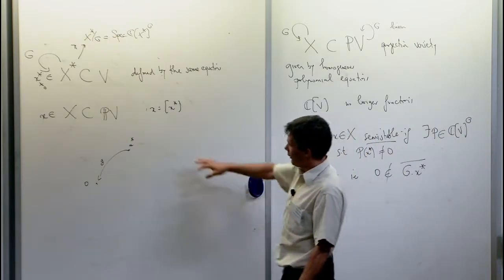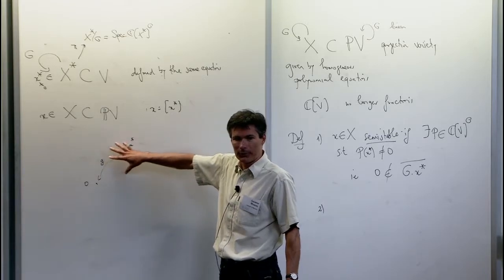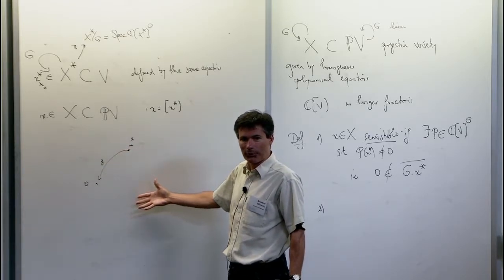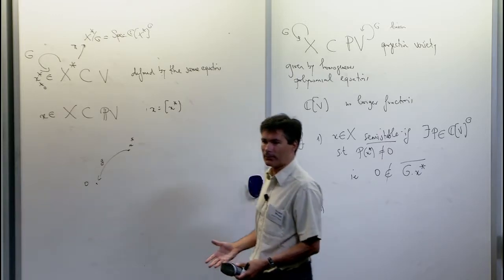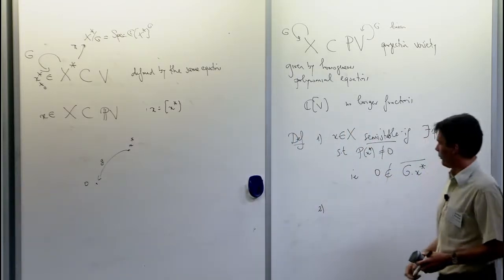So that's a good remark. If I want to hope for the existence of any semi-stable point, I need that my group does not contain scalars. Okay, so that would be the important point.